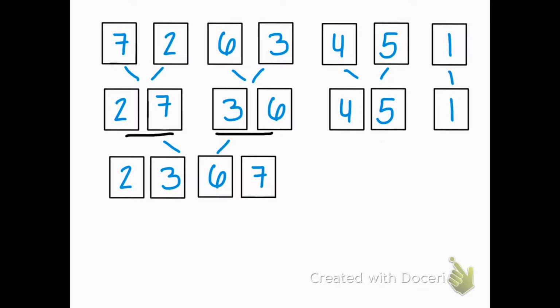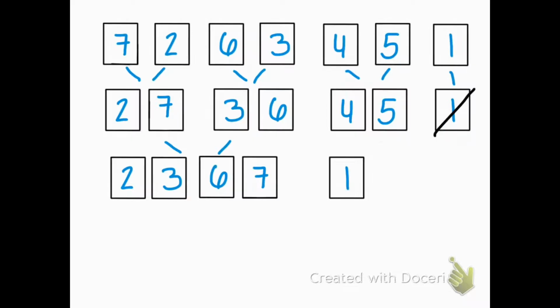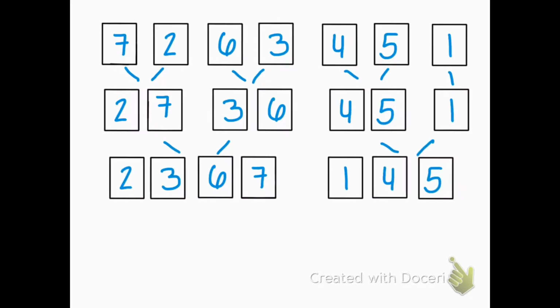It's time to do the same with the next 2 lists. Is 4 less than 1? No. So the 1 is added to the new list first. And all that's left is the 4 and 5. We already know that the 4 and 5 are in order because we've compared them and they're in the same list. So we can just add those 2 to the new list. We're almost done. We only have 2 lists left. So once we compare and merge these, we're finished.